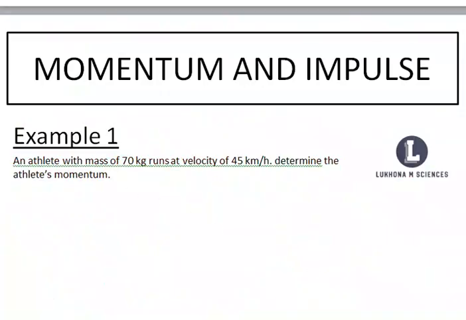Example 1. An athlete with a mass of 70 kgs. So the mass of an athlete is 70 kgs, runs at a velocity of 45 kilometers per hour. Now remember that we said the speed must always be in meters per second. The mass must be in kgs, not grams. So the mass is in kgs, which is correct, but the speed is in kilometers per hour, which means we have to convert this speed.